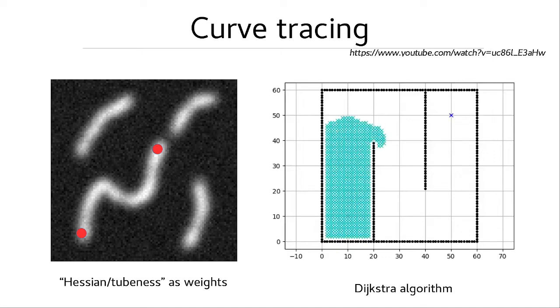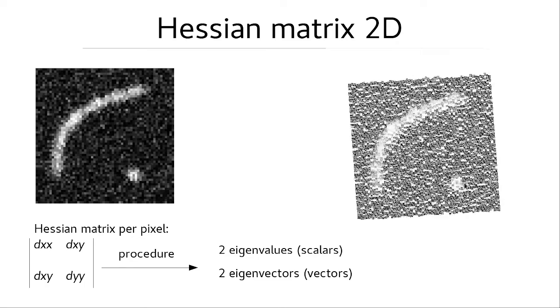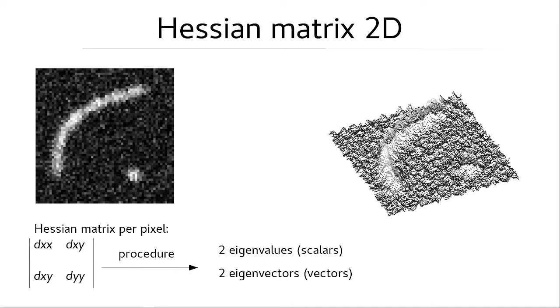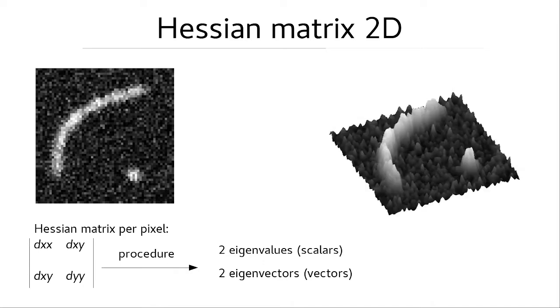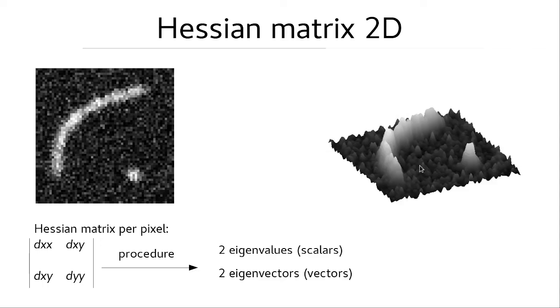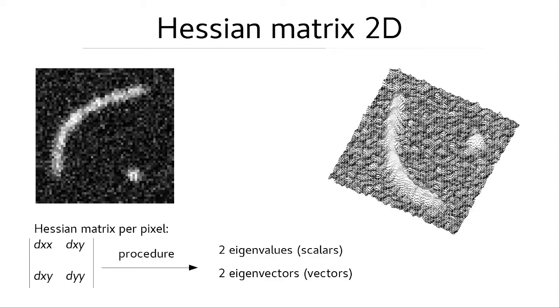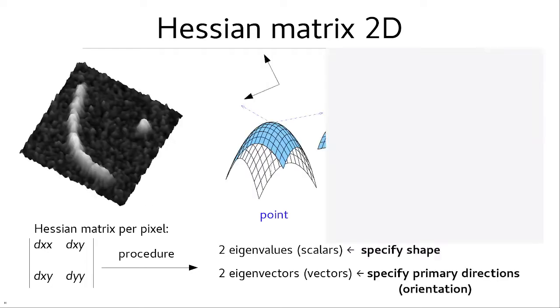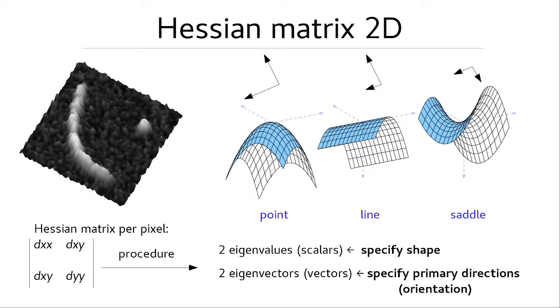So what is this Hessian matrix? Each 2D image in principle can be considered as a 2D function, and the Hessian matrix is a matrix of second derivatives of this function, and it can be calculated for each pixel. In addition, you can derive 4 important outputs out of it: 2 scalars, so-called eigenvalues, and 2 eigenvectors. These eigenvalues specify an approximation of the intensity shape in the local neighborhood of the pixel. So just looking at their signs and values, you can say if the pixel belongs to a point, a line, or a saddle.